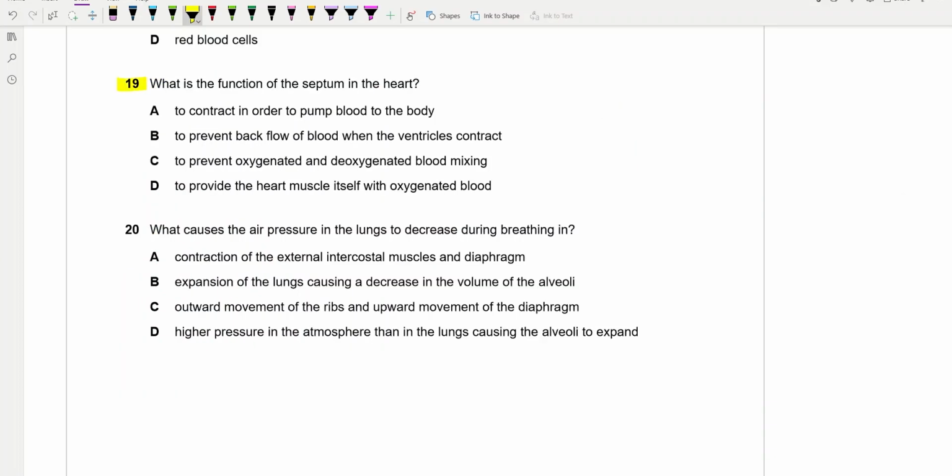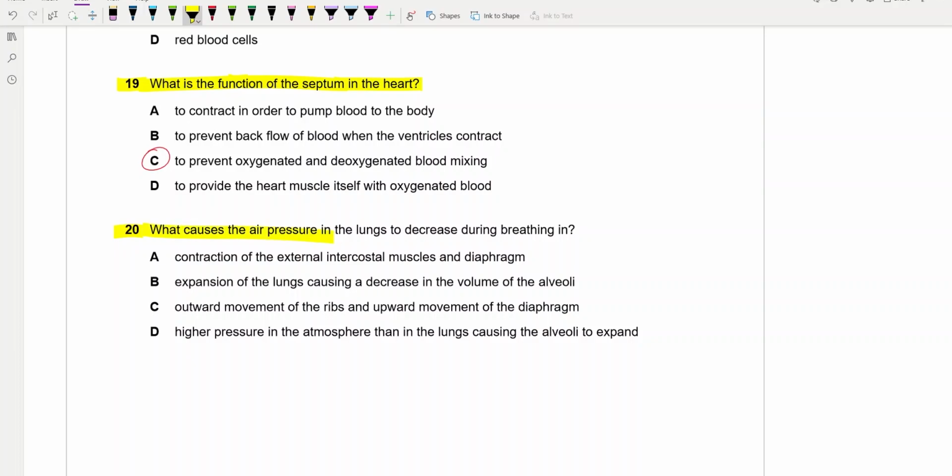Question number 19. What is the function of the septum in the heart? So the septum divides the oxygenated blood from the deoxygenated blood. The correct option would be option C, to prevent oxygenated and deoxygenated blood mixing.